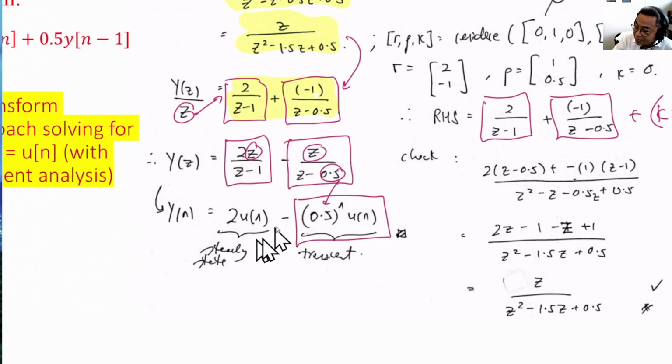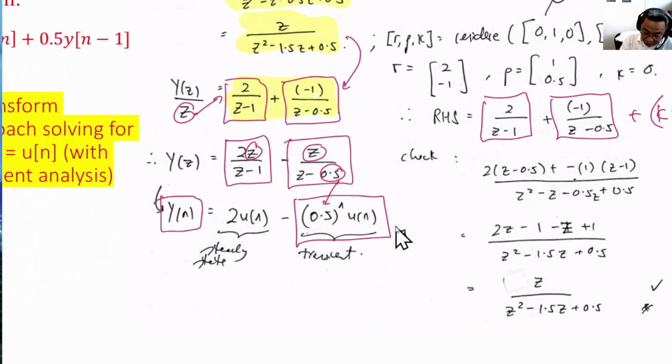So this is the steady state response because this lasts forever, right? u[n] lasts forever, 2, and then it will remain as 2. But this guy although it's causal, this guy dies now. So this is a transient. So 2u[n] minus 0.5^n u[n], and this is our y[n].